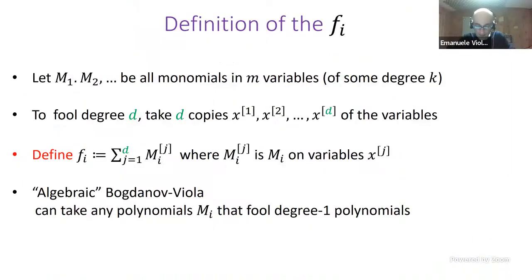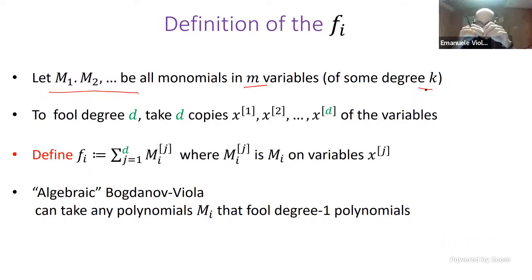So I need to define the f's. In fact, the definition is simple. I want to give you a one minute definition. You can start with any collection of monomials in some m variables of degree k. So just forget everything: you have m variables, and you look at all possible monomials of some degree in those variables.